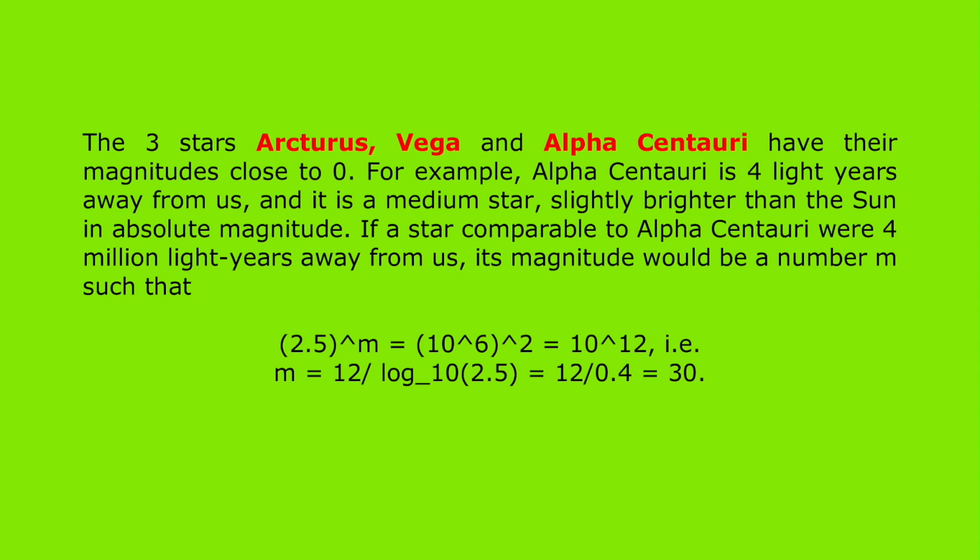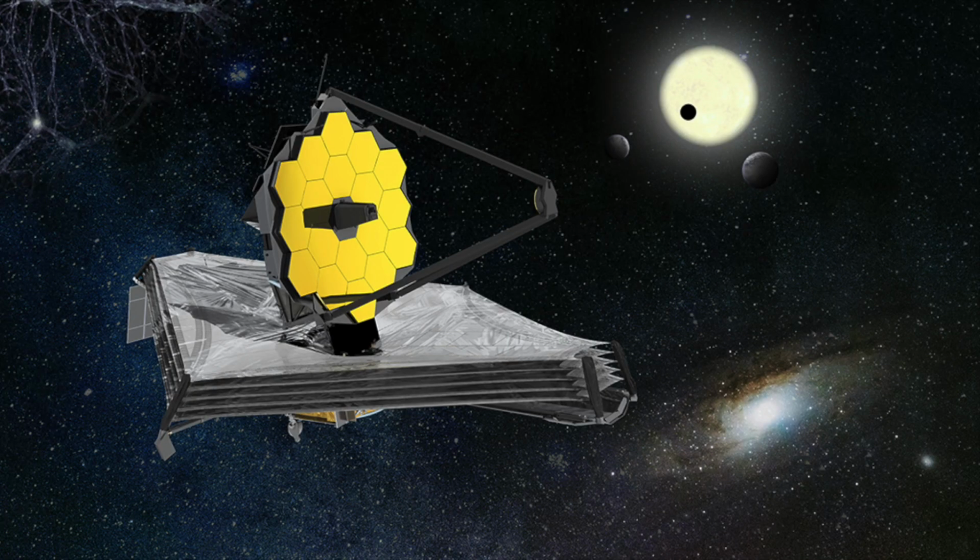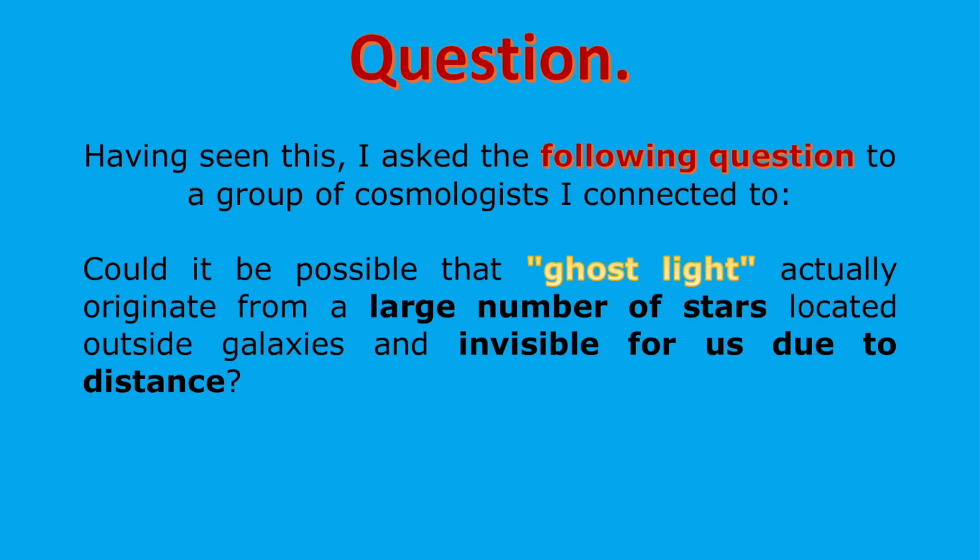Why this calculation? It tells us that average stars located more than 5 billion light-years away from us are invisible even for space telescopes, whose resolution limit is around magnitude 30. Having seen this, I asked the following question to a group of cosmologists I connected to. Could it be possible that ghost light actually originates from a large number of stars located outside galaxies and invisible for us due to distance?